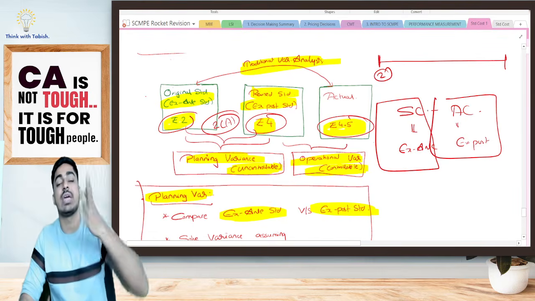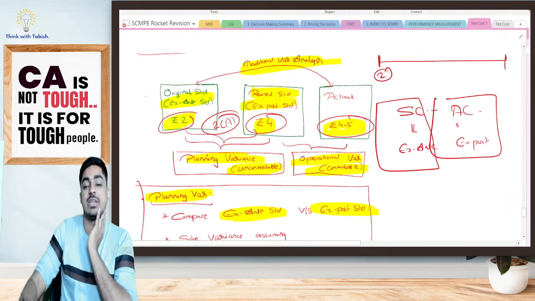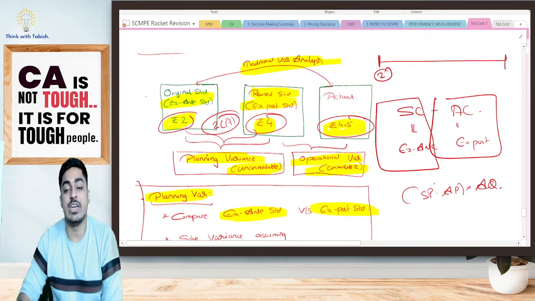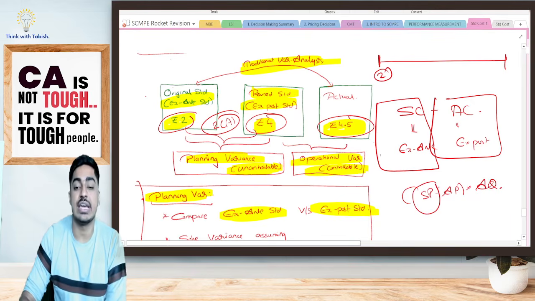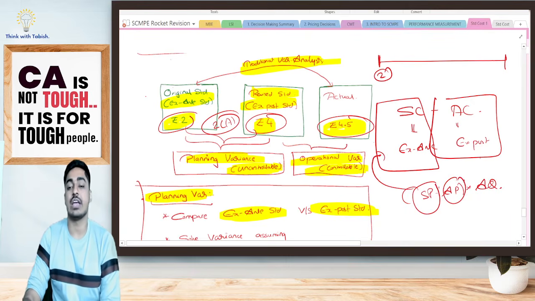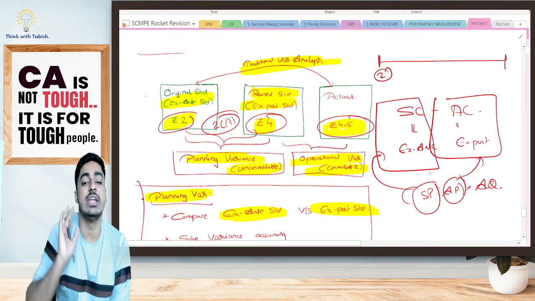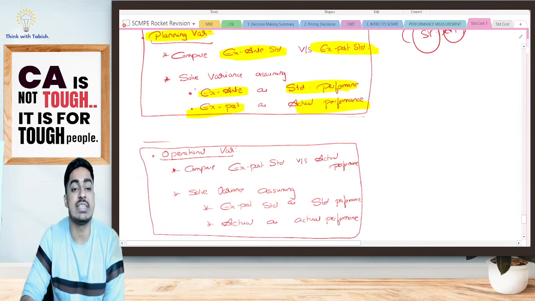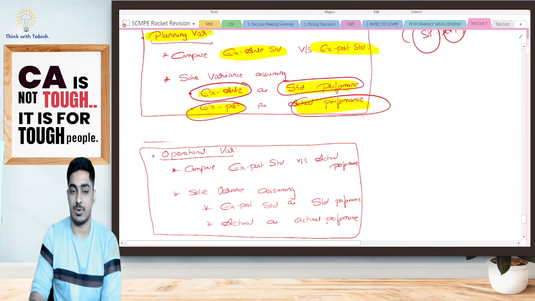Say for example, you want to calculate your material price variance, difference in price into actual quantity. So standard price minus your actual price into your actual quantity. Now, everywhere you are having standard, use your ex ante data. Everywhere you are having your actual, use your ex post data. You will be getting your planning variance. Is it clear? Solve your variance assuming your ex ante as standard performance, ex post as your actual performance.